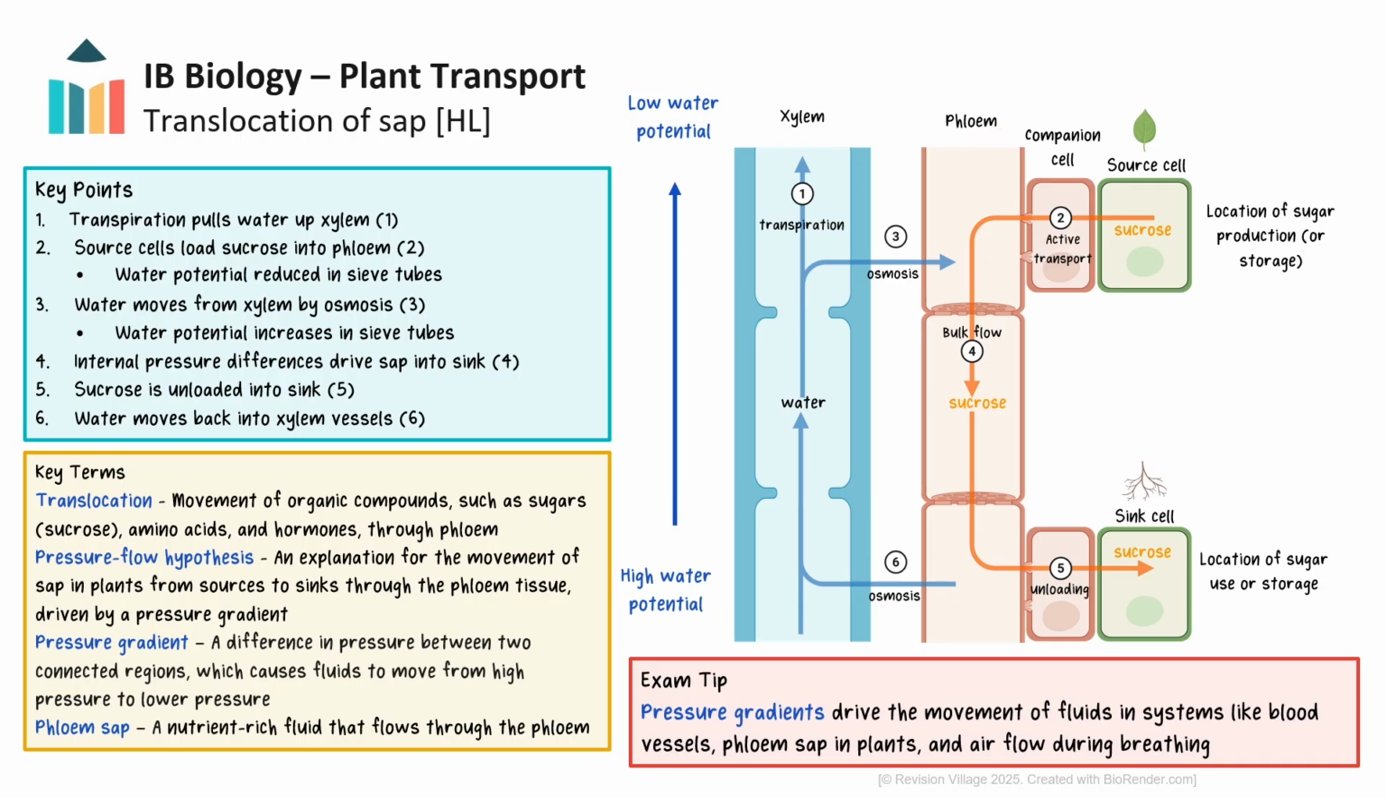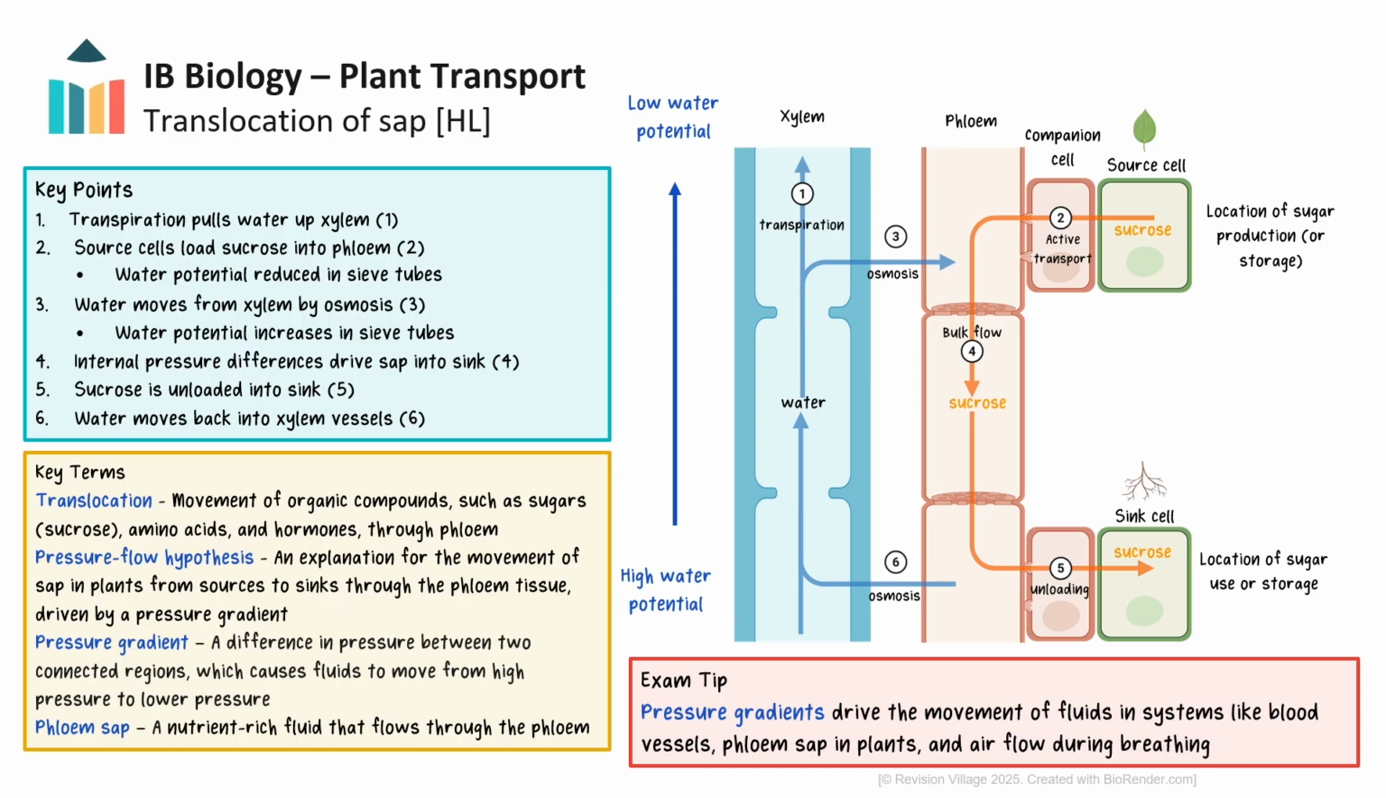Translocation moves sugars from the source, shown as a cell in a leaf, to a sink, shown as a root cell. Looking at 1, transpiration begins the process by pulling water upward through the xylem due to the evaporated water from the leaves. This creates a negative pressure, or low water potential, at the top of the plant, which draws water from areas of higher water potential in the root upwards through the xylem vessels.